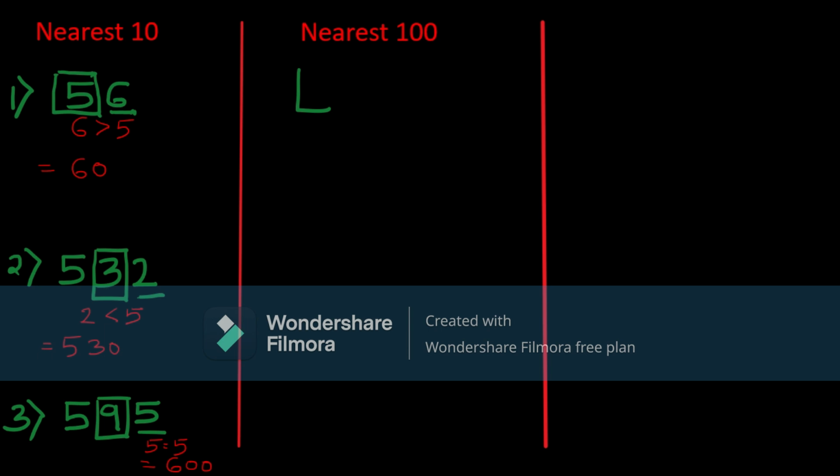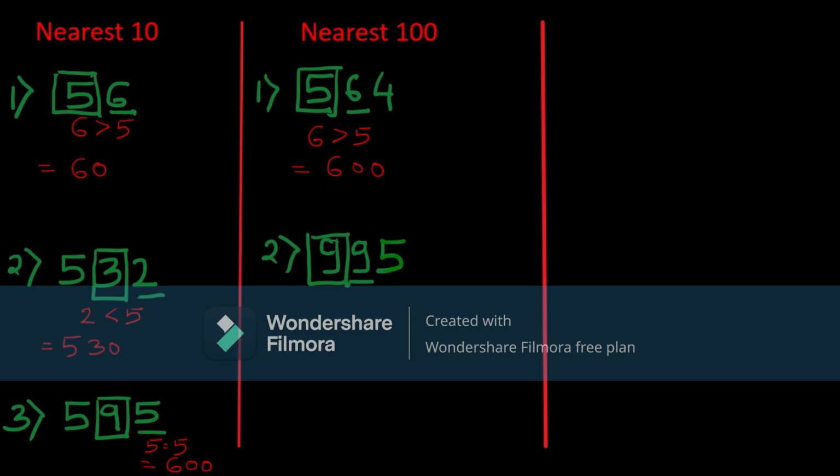Now let's move on and learn how to round off to the nearest 100 position. We'll see on the screen the places 1, 10 and 100. Number 5 is at the 100 place. One number to the right of this is 6, which is greater than 5. So we'll increase this 5 by 1, and when we round it off, this will become 600.